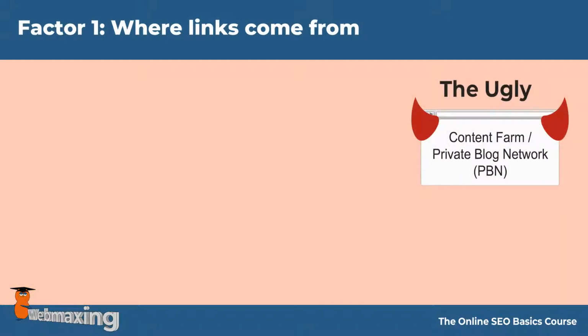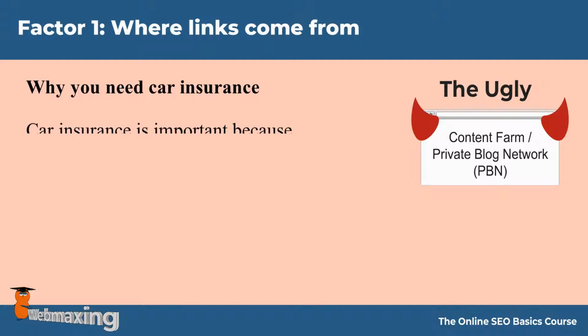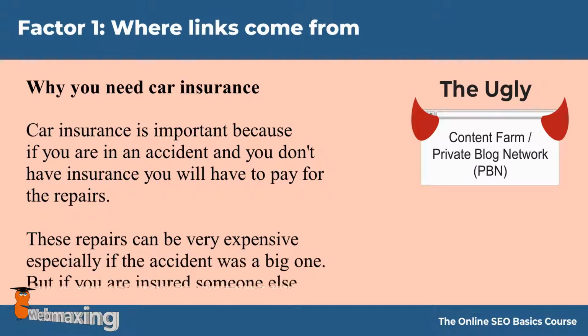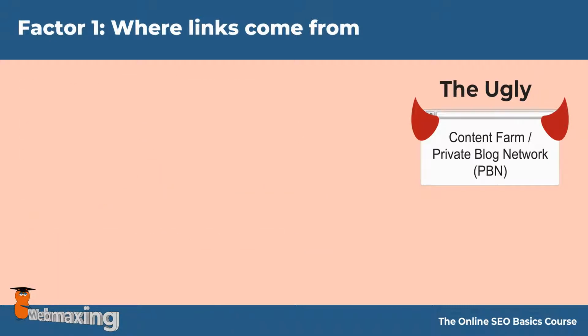The ugly are websites that have been made purely for the purposes of creating links. Content farms masquerade as article sites, and private blog networks, or PBNs as they're often called, pretend to be blogs. You'll know them because they are bulging full of eye-wateringly bad articles and verbal vomit. Content like why you need car insurance. Car insurance is important because if you have an accident and you don't have insurance, you will have to pay for the repairs. These repairs can be very expensive, especially if the accident was a big one. But if you are insured, someone else will pay so you don't have to. And on, and on, and on.